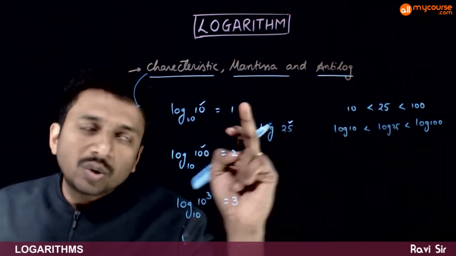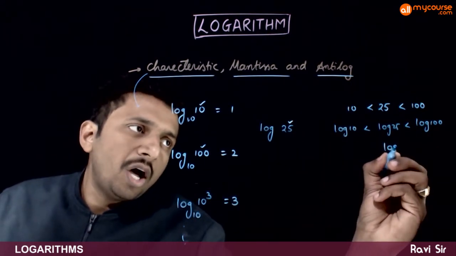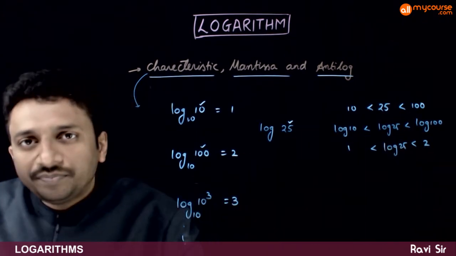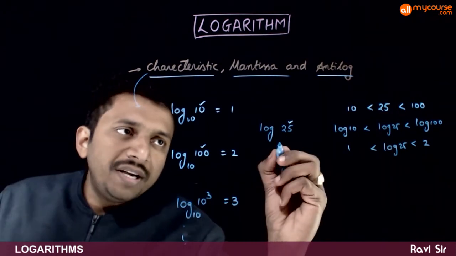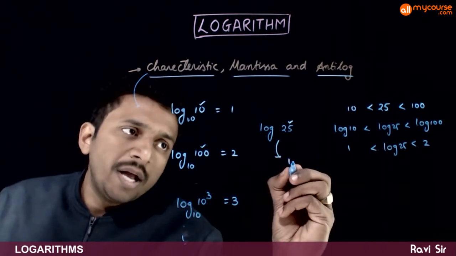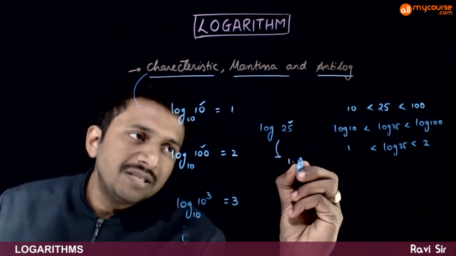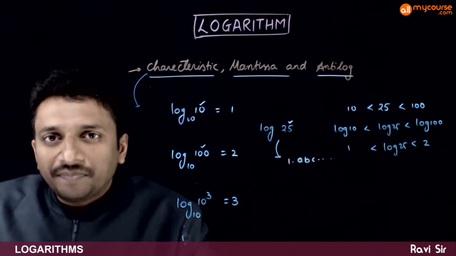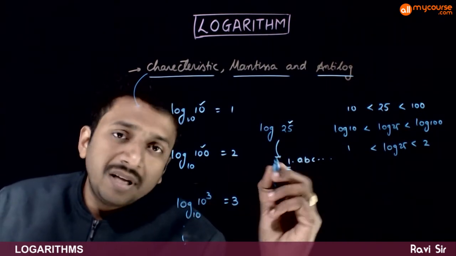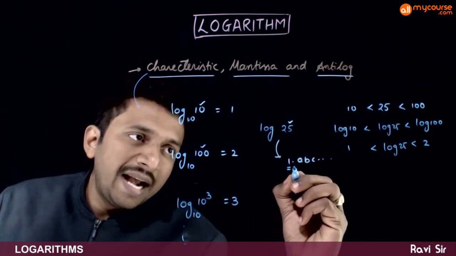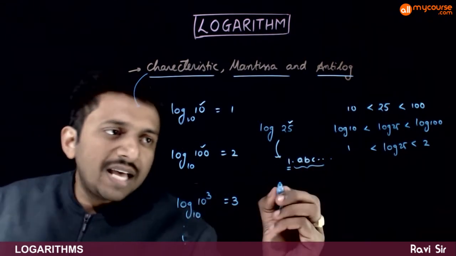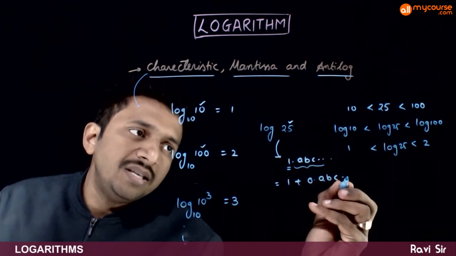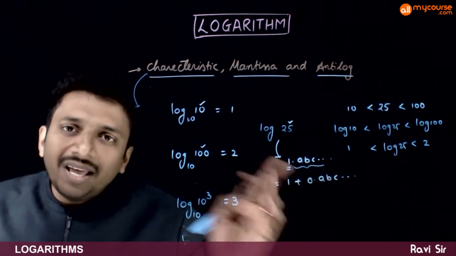And what is log 10? It's 1. Log 100 is 2. So log 25 lies between 1 and 2. So log 25 will be of the form 1 point, there will be some decimals, let us say A, B, C, and so on. Now you have an integral part of this number and a decimal part of this number. So this can be written as 1 plus 0 point A, B, C, and so on.